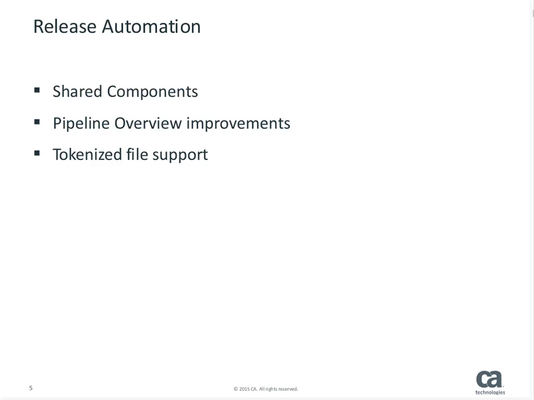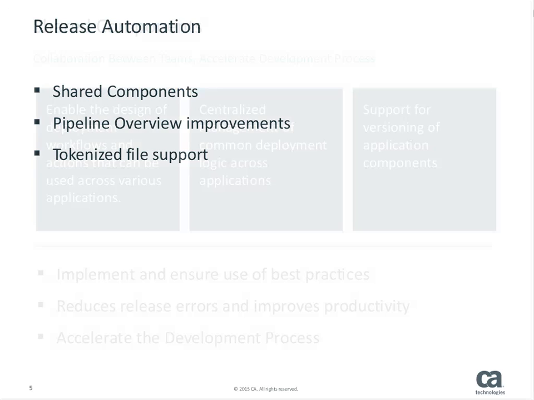So let's talk about the features, the new capabilities that we added. On the release automation track, we added some new additions. The big ones are shared components, the improvements to the pipeline overview, and out-of-the-box support for tokenized files.